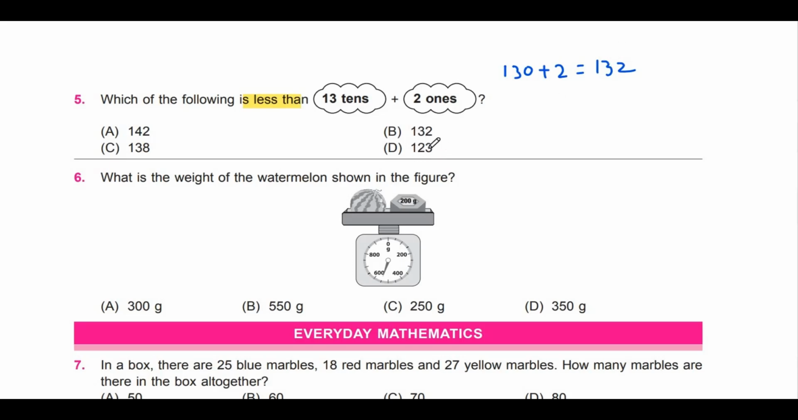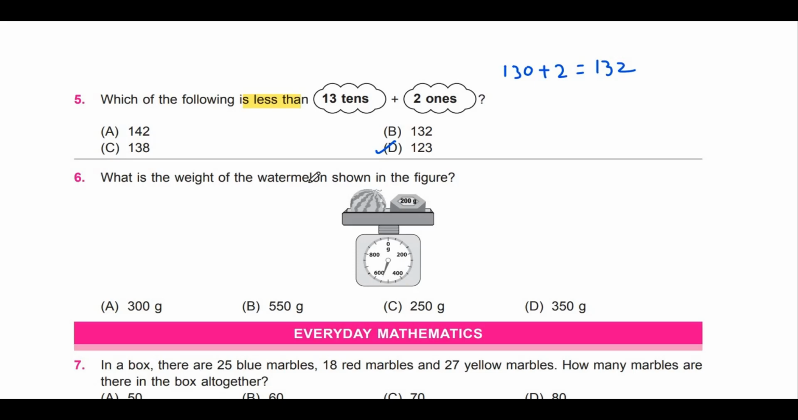So we have the option D as 123. So 123 is less than 132. So this is our right answer. So always read the question carefully, mark the keywords and then give your answer. Right, now let's see the sixth question for today.